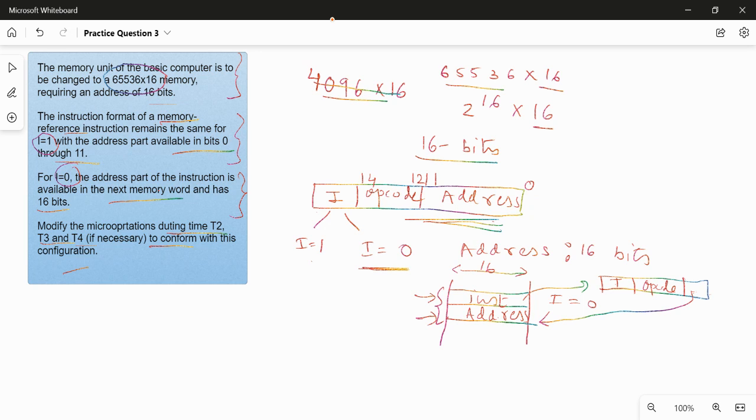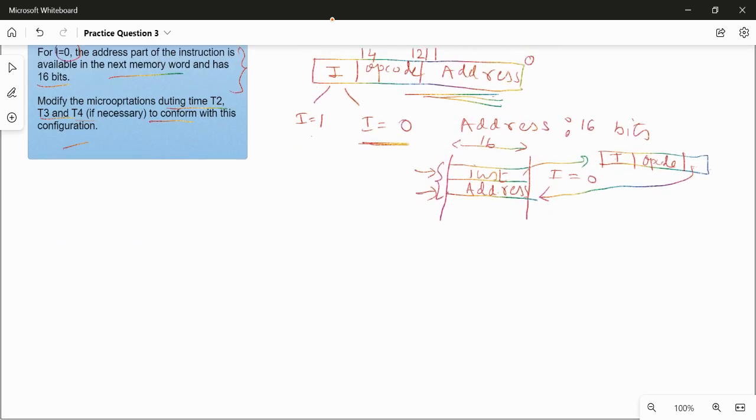So let us start with T0, because whatever happens in the fetch phase, that will also have some impact on the subsequent phases of the instruction cycle. So let us write the sequence of micro operations for the instruction cycle starting from the first timing signal T0. So at time T0, the content of PC is transferred to AR. This is anyway not required to be changed. It is clearly mentioned in the question. You have to basically modify this logic starting from time T2.